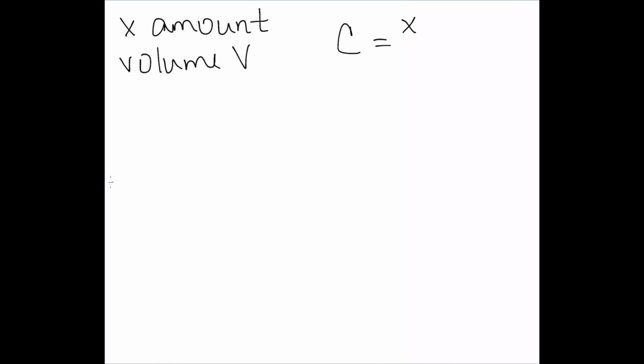Another common type of problem is what's called a mixture problem. So these can be a little bit tricky. The idea is if we have X amount of a substance and it's dissolved in a solution of volume V, then its concentration is equal to X over V. And we're going to have to use this to deal with these. So let's look at an example of this type of problem.